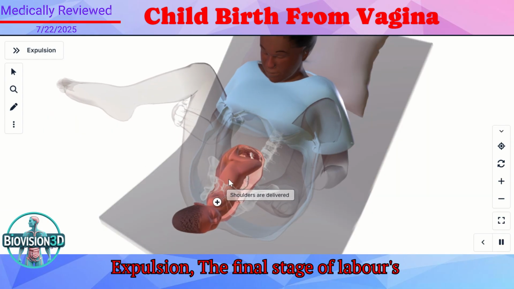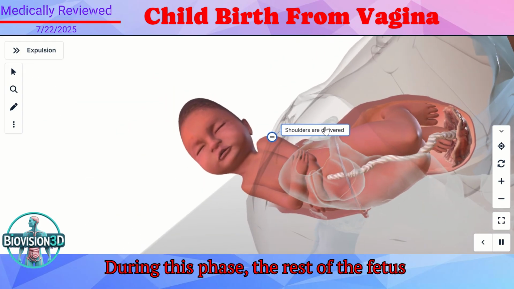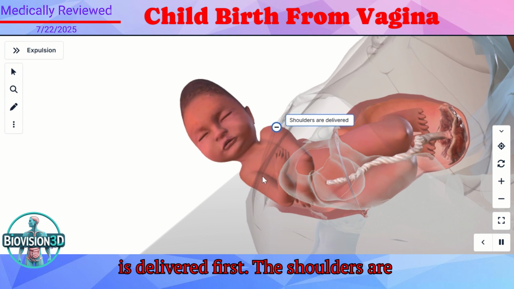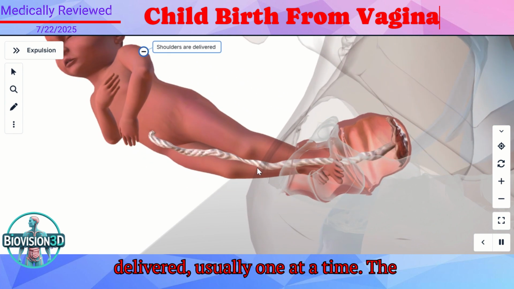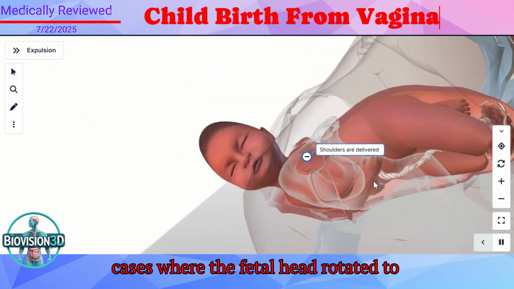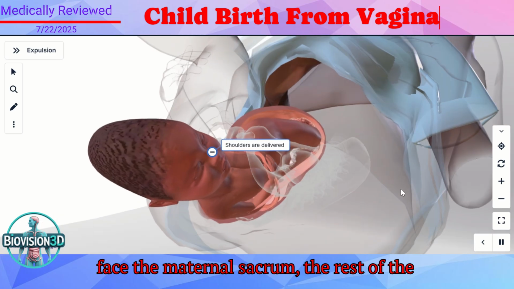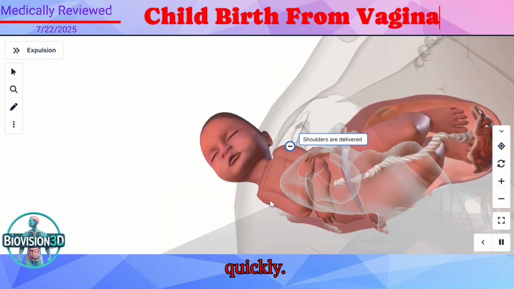Expulsion. The final stage of labor's cardinal movements is known as expulsion. During this phase, the rest of the fetus is delivered. First, the shoulders are delivered, usually one at a time. The lower shoulder typically exits first in cases where the fetal head rotated to face the maternal sacrum. The rest of the fetal body is delivered rather quickly.